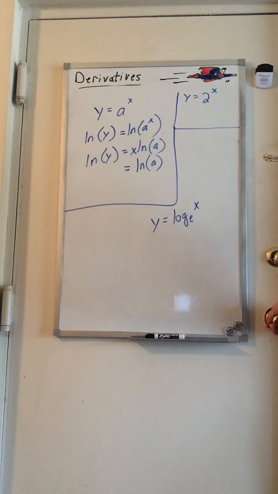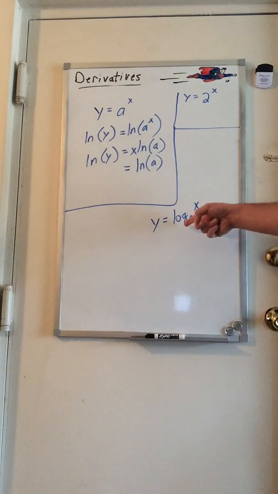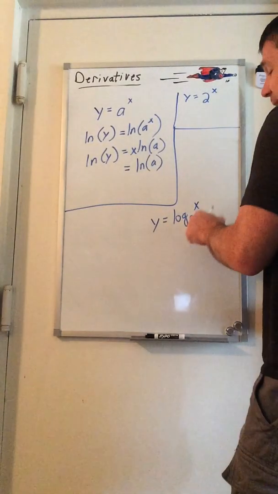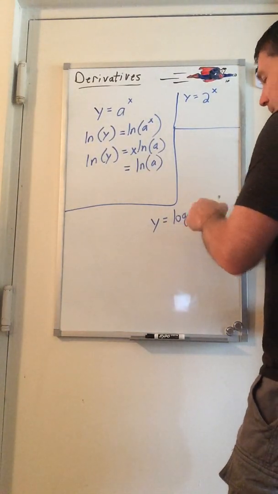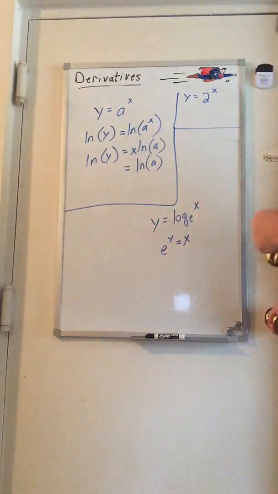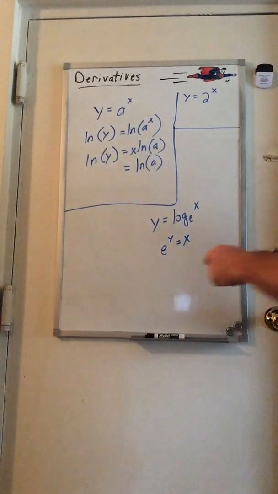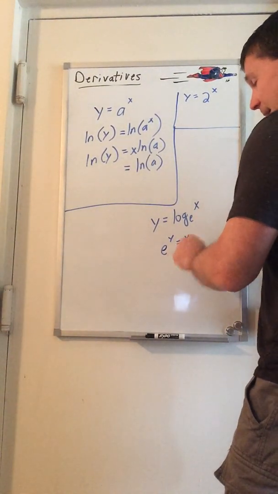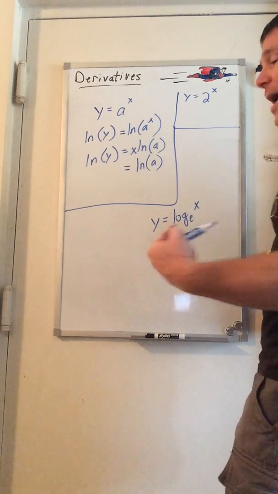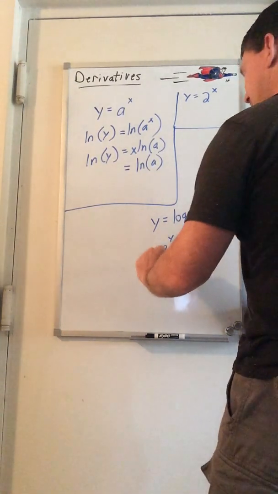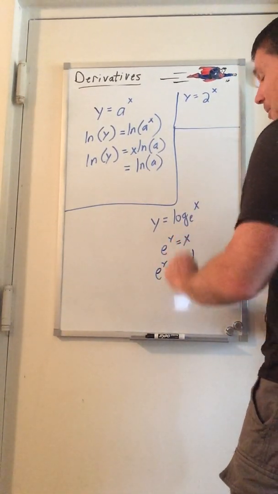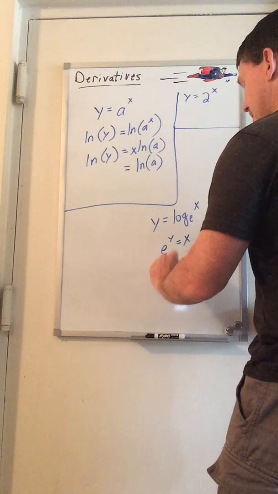Well, again, I'm kind of stuck where I can't take the derivative of a log because I don't know how to. That's actually why we're doing this. But apply the definition of the log. Log base e of x equals y means e to the y equals x. Now that I can take the derivative of. On the right, the derivative of x is just 1. On the left, the derivative of e to the y, that's implicit. I rewrite the exponential. Then I take the derivative of the power. The derivative of y is y prime.